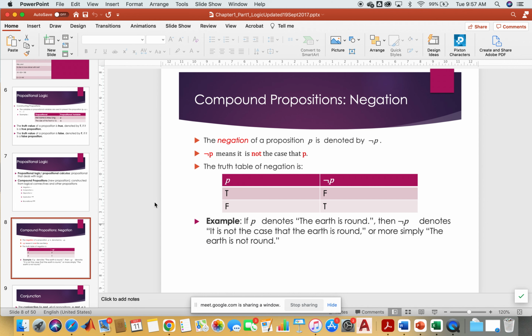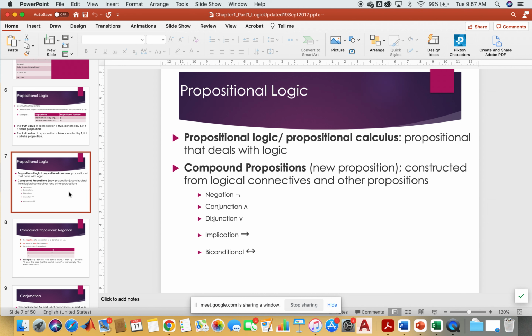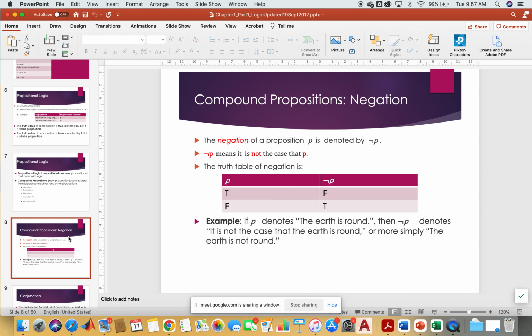Okay. So now we look into the first logical connective, negation. If you notice the word itself, negation is near to negative. Right? So that's why if you have a proposition that comes with this connective, it means not for the case of that variable.